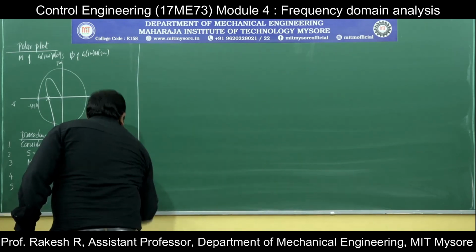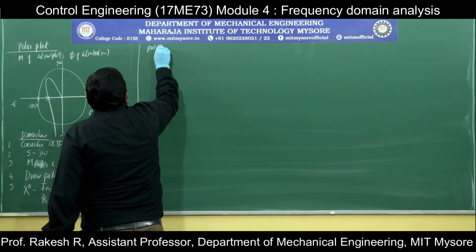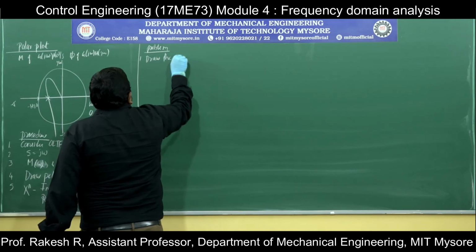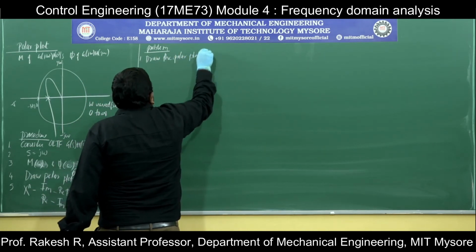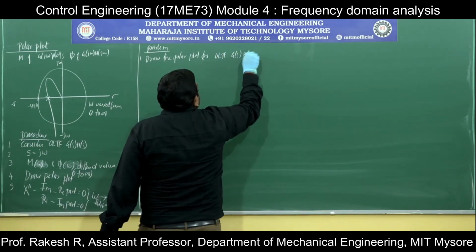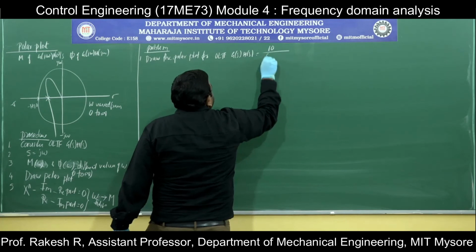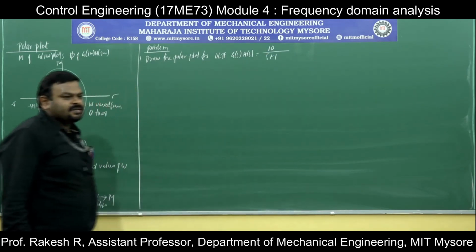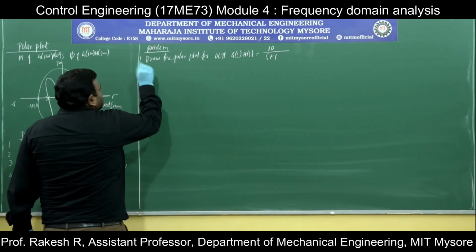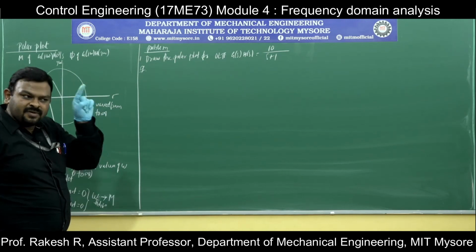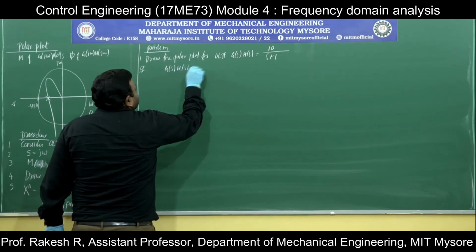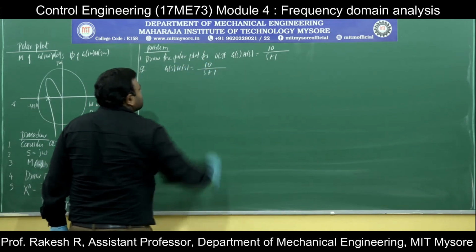Let us take problem number 1. We will solve it. Draw the polar plot for the open loop transfer function G of s H of s equal to 10 divided by s plus 1. A simple problem. They have directly given the open loop transfer function. First step is to consider the open loop transfer function, so G of s H of s is equal to 10 divided by s plus 1.